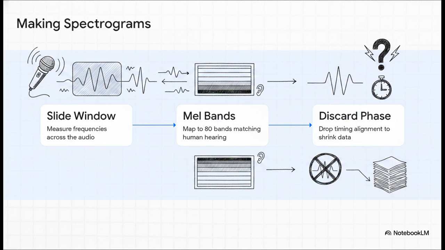Because predicting waveforms directly is so insanely hard, we use a spectrogram instead. We slide this little window across the audio to measure the frequencies, map them to 80 mel bands, which perfectly mimic how our human ears kind of squash detailed high frequencies together. And finally, we completely discard the phase, which is the timing alignment of the waves. This is a brilliant trick that squashes a 4-second clip down from 96,000 numbers to just about 30,000 perceptual numbers. But, and this is a massive catch, discarding that phase information makes recreating the original audio very, very difficult.